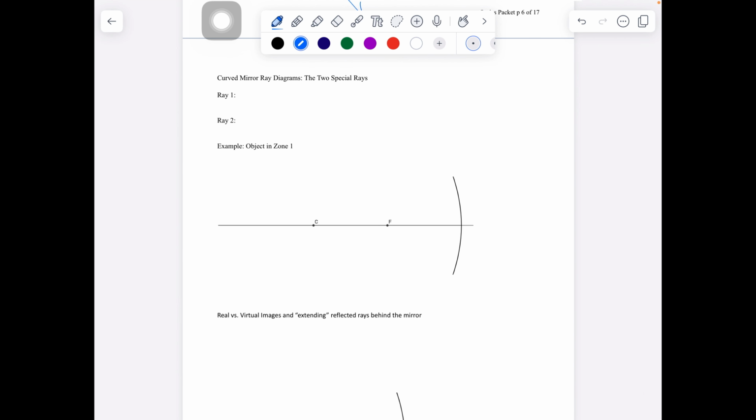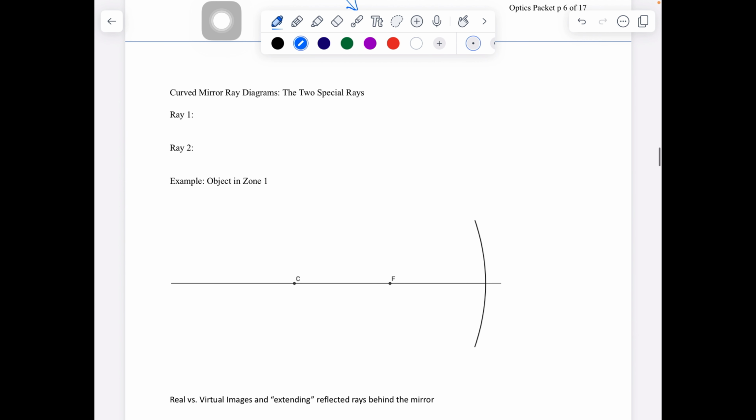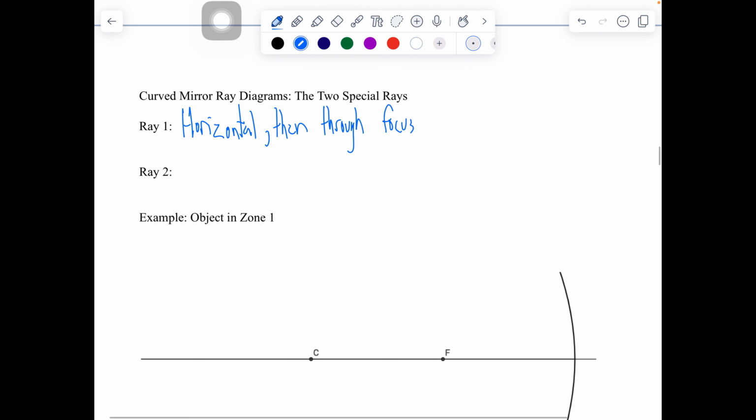Now on to how to draw ray diagrams with a curved mirror. There are two rules you need to follow, and really it's for these two distinct rays. The first ray that you will draw whenever you have an object is you will draw in a ray that is horizontal, then through the focus. And you will do that in the exact opposite order. So let's try this one first.